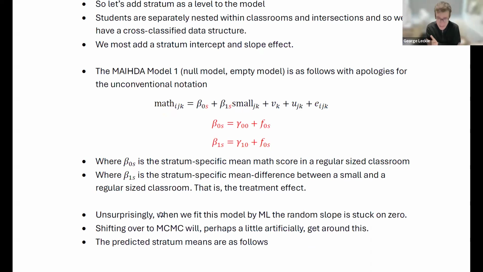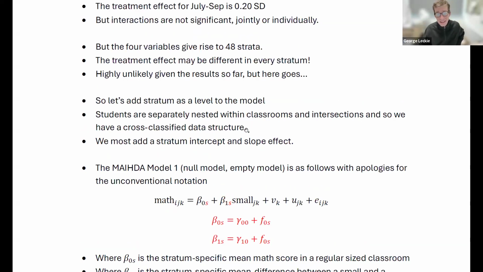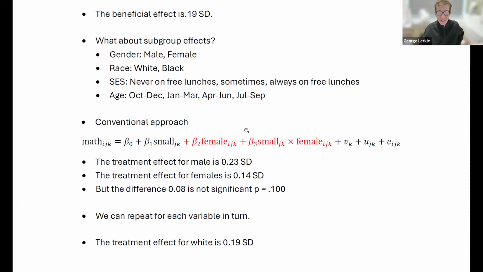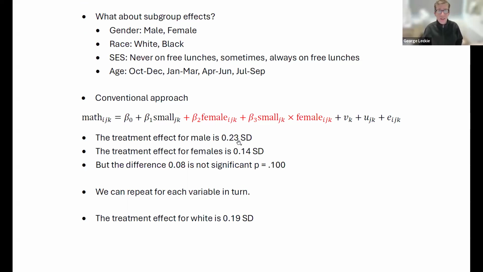Unsurprisingly, when I try and fit that by maximum likelihood, I don't get very far. Effectively, the stratum variance on the treatment effects, the variance of these across the 48 strata, is stuck on 0. It's stuck on 0 because there's very little variation in the treatment effect across sociodemographic characteristics. We know that from the simpler analysis we did. In the conventional subgroup analysis in the multi-level setting, I found no gender effects, no race effects, no SES effects, and no differential age effects.